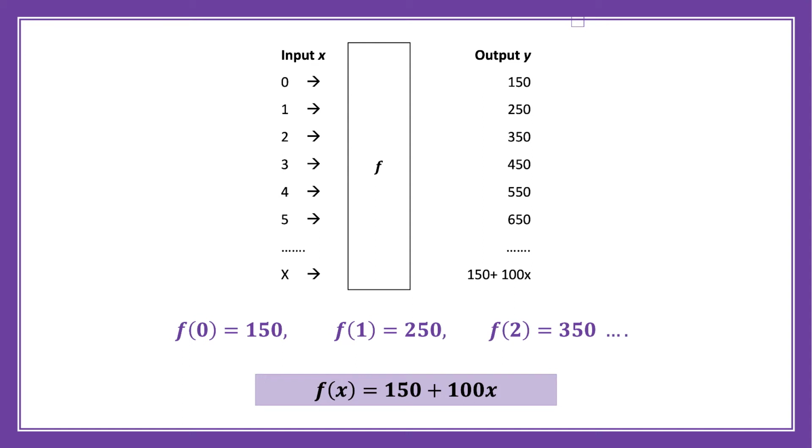We can now write the results of the input-output routines as follows, and we say it out loud as f of 0 equals 150, f of 1 equals 250, f of 2 equals 350, and so on and so forth, which leads us to our function, which is f of x is equal to 150 plus 100x. We're going to be using this notation throughout the course.